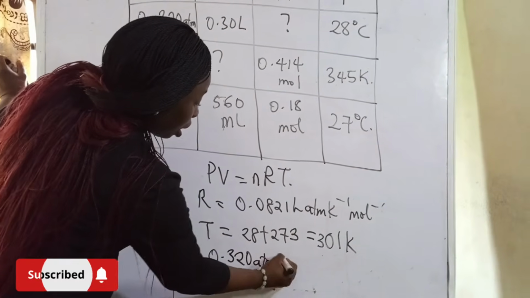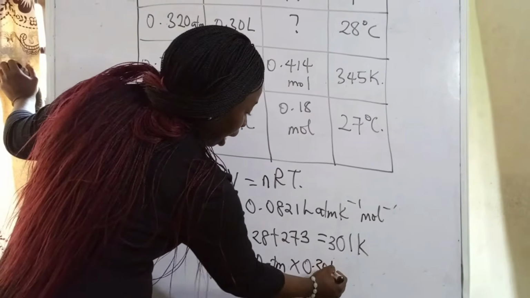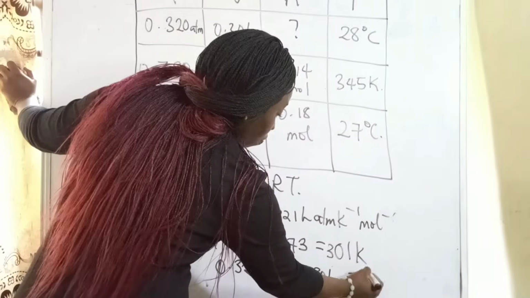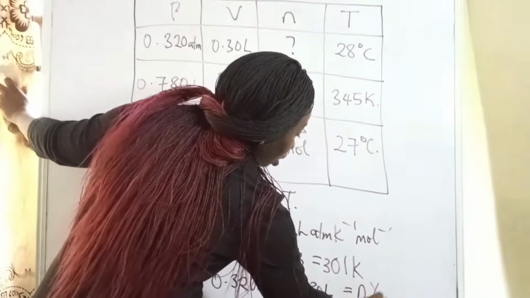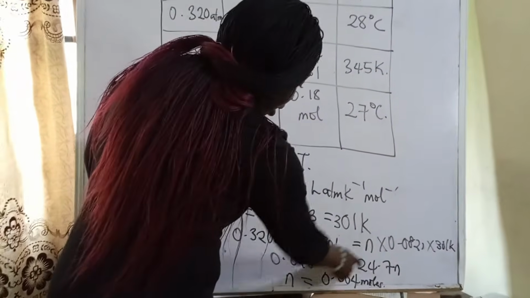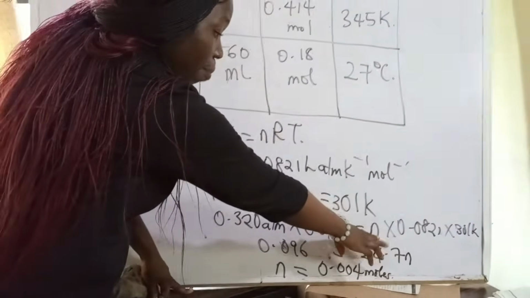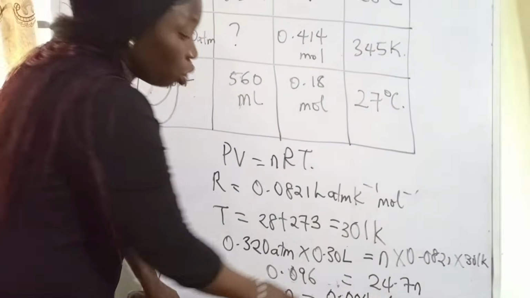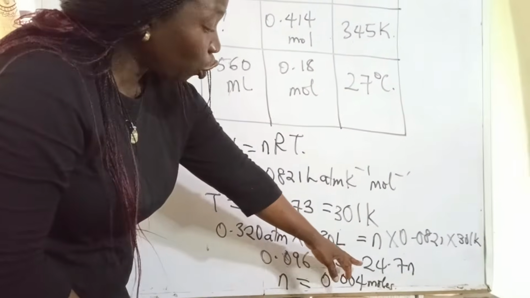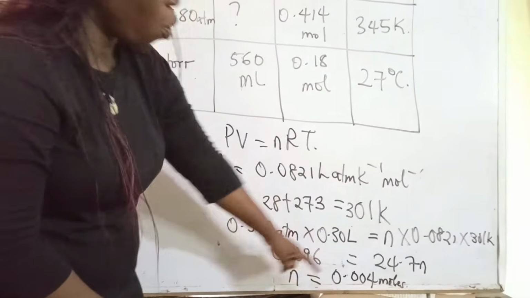Okay, so it therefore means that you will input your parameters into your formula as 0.320 atm times your volume, given to us as 0.30 liter, which equals your number of moles, which is what you are looking for, times your R value, which is 0.0821. Okay, so you see that we will multiply this and we will get 0.96. So also you apply the same method on the other side of the board. You have 24.7 n. Make n the subject of the formula by dividing through by 24.7. Then you will have 0.04 moles.